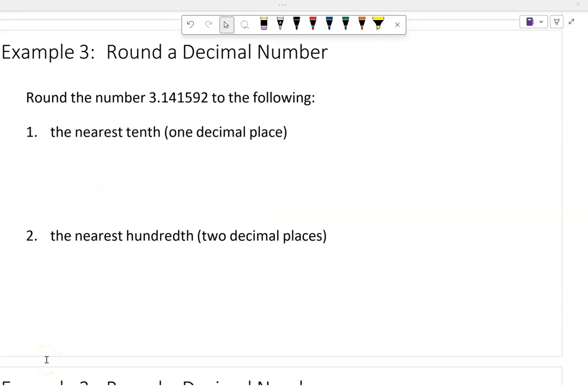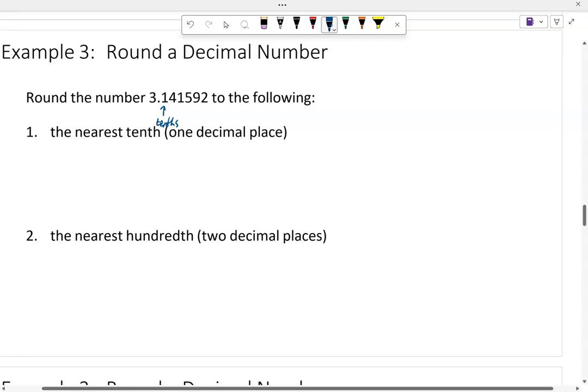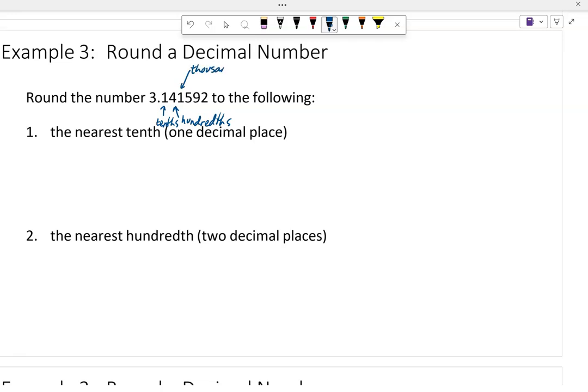Now let's go ahead and do some decimals. So I notice I have 3.141592. I've got pi here. This is my tenths. 4 is my hundredths. The 1 is my thousandths. The 5 is my 10,000ths. The 9 is the 100,000ths. And the 2 is the millionths. Again, TH, right?